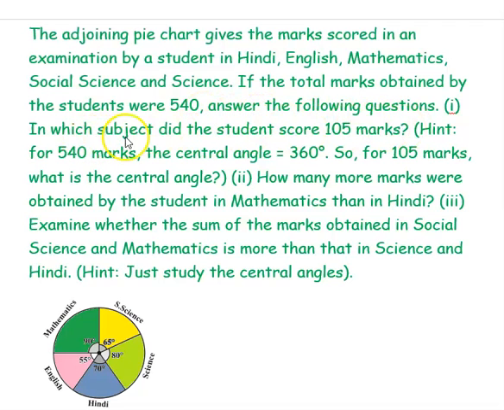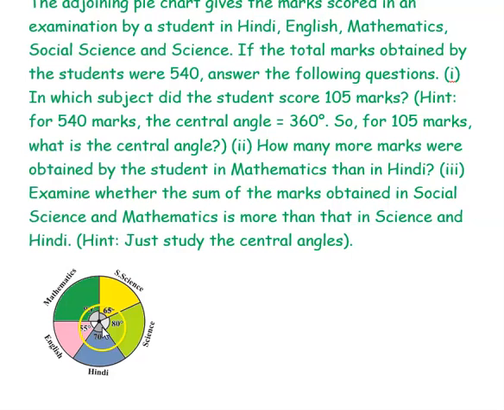So first question, in which subject did the student score 105 marks? Then second, how many more marks were obtained by the student in mathematics than in Hindi? And third one is, examine whether the sum of the marks obtained in social science and mathematics is more than that in science and Hindi. So now we'll see the pie chart given.